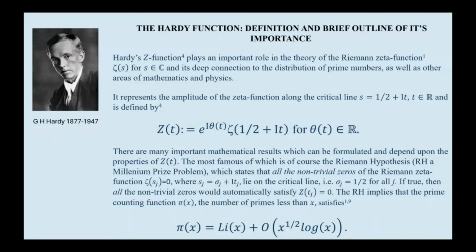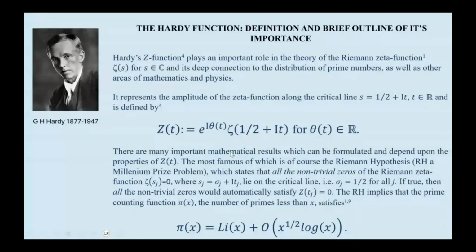The critical line is in the complex plane. It's the line with the real part a half and then the imaginary part it. So t can be a real number. And it's defined in this way. It is essentially just a real number. It's the amplitude. This phase term, this is theta t, is a real number here. So it's basically the amplitude of the zeta function along the line a half plus it.